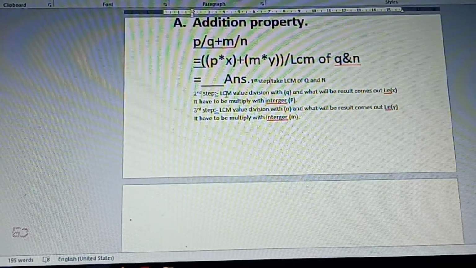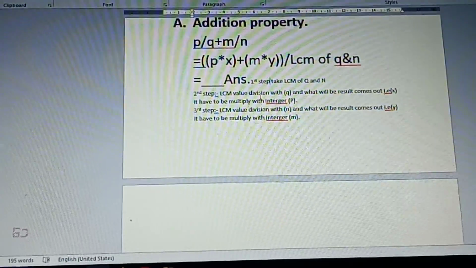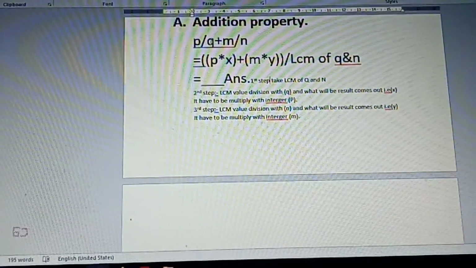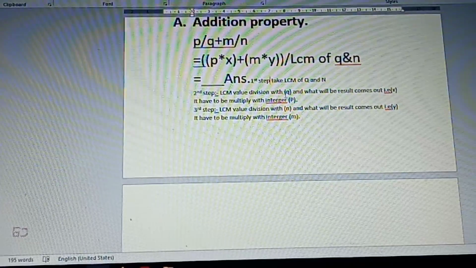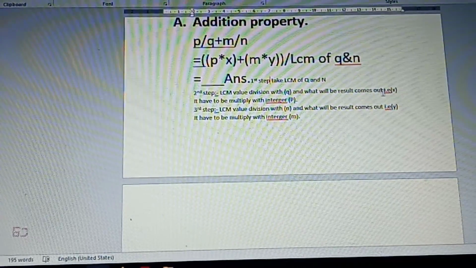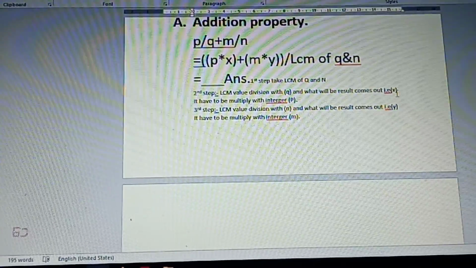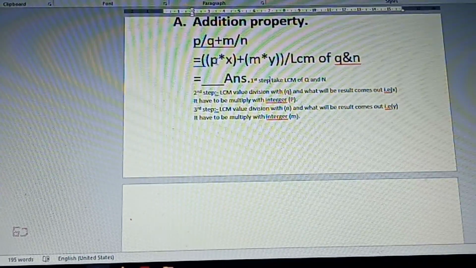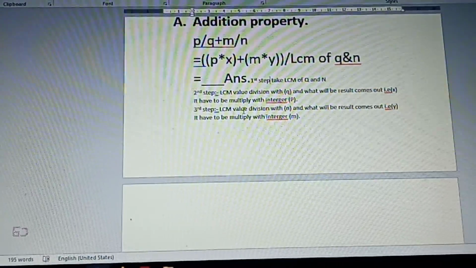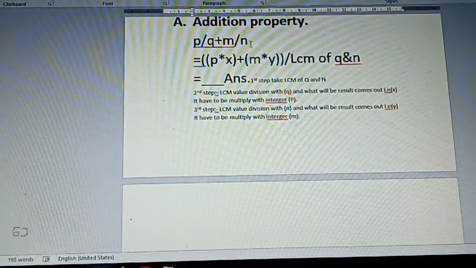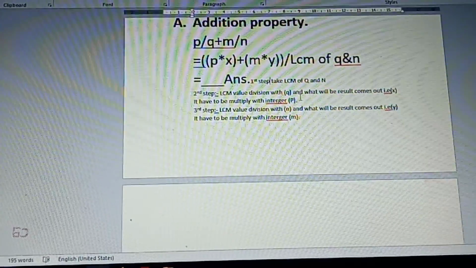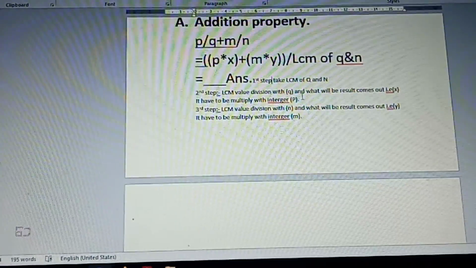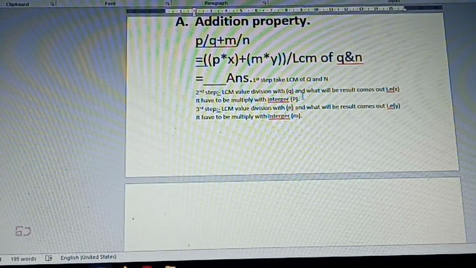Second step: divide the LCM value by Q, the denominator of the first rational number, and the result that comes out, consider it as X. Then it has to be multiplied with the integer P. Third step: divide the LCM value by N, and the result that comes out, consider it as Y.